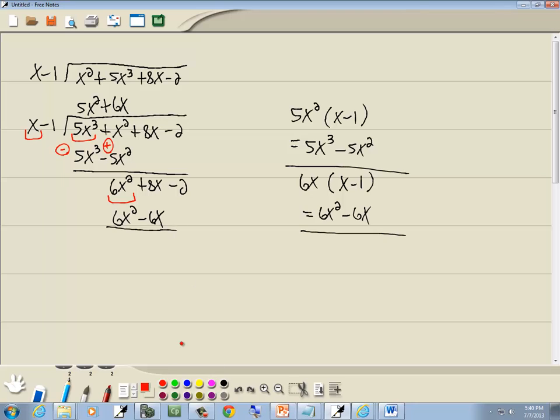Now we're going to subtract that line, which means flip signs. So this becomes negative, and this becomes positive. 6x squared minus 6x squared drops away. 8x plus 6x is 14x. And then I'll bring down the minus 2.